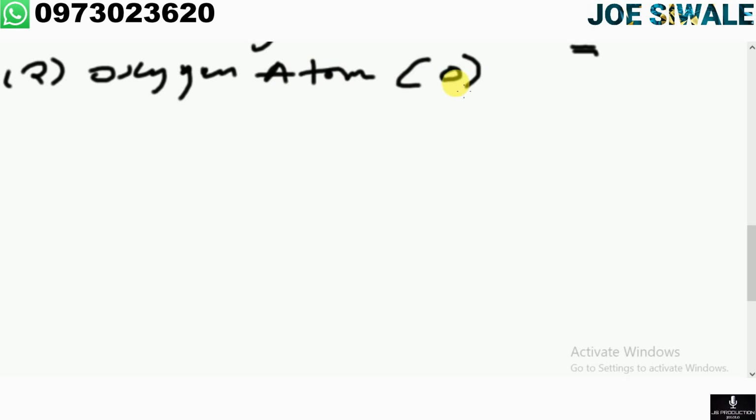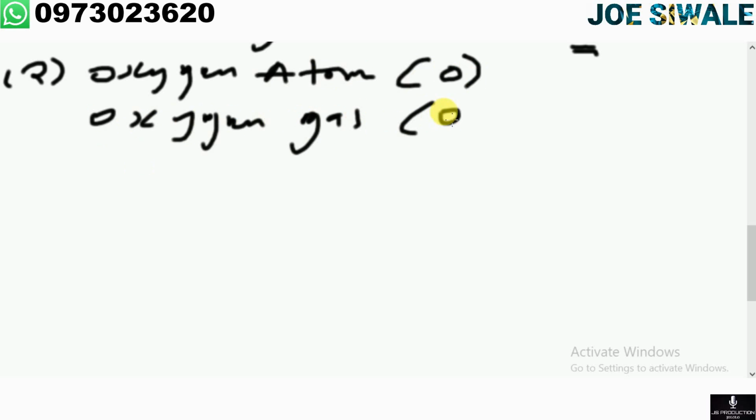And for the oxygen gas, make sure you know this difference. If you don't know this difference, you'll be getting the answers wrong. The oxygen gas is written as O2, which means for the oxygen gas, the number of atoms here, there are 2. But for the oxygen atom, the number of atoms here is just 1.